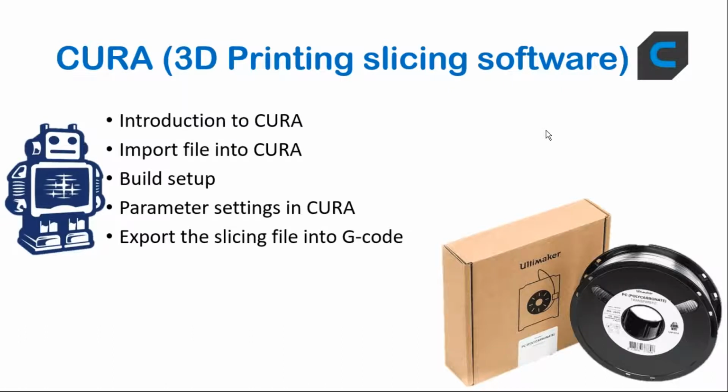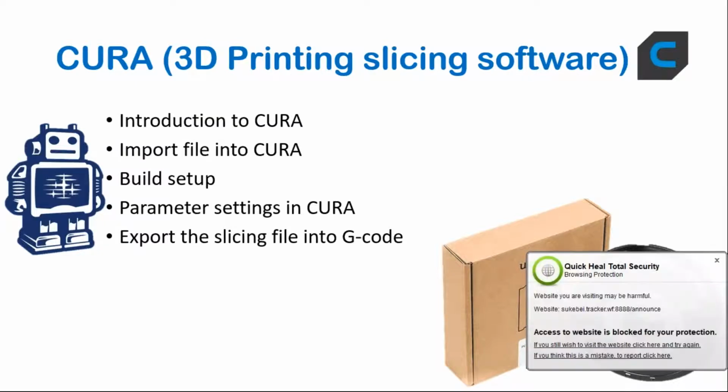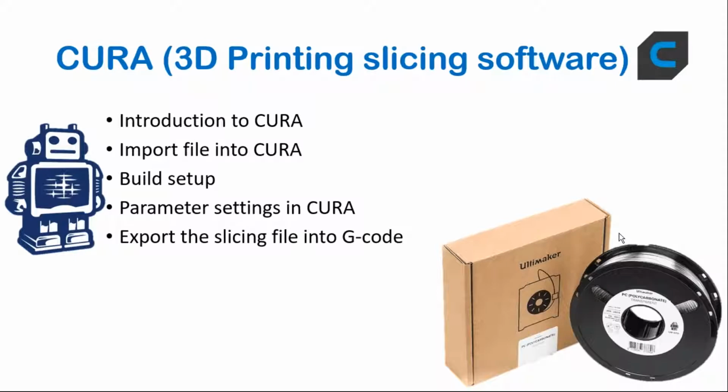Cura is a 3D printing slicing software. Indeed, we can say FDM, fused deposition modeling software. For 3D printing plastic, polymer printing, we can use this Cura. I'm saying specifically polymer because if you go for metal printing or anything else, these terms may change. We will see the terms also. That's why I'm saying specifically for FDM.